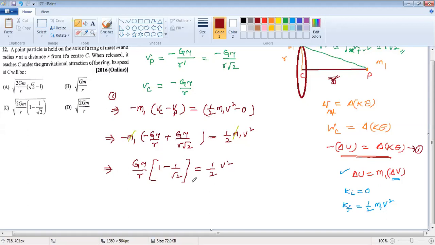Our aim is to find the v. Then v square equals 2GM by r into 1 minus 1 by root 2. Now that is the final answer. V is equal to the root of 2GM by r into 1 minus 1 by root 2. So option C is the right answer.